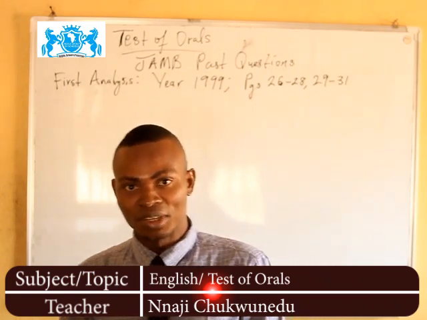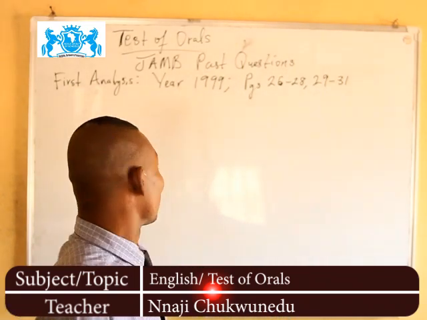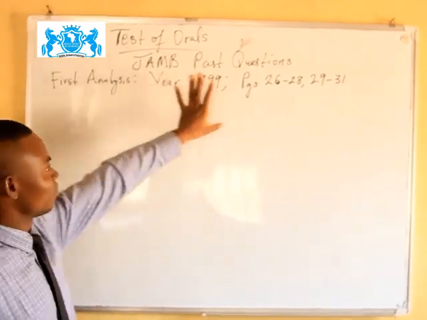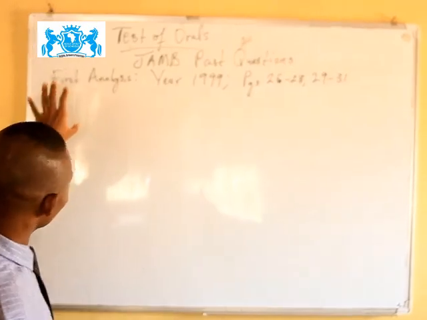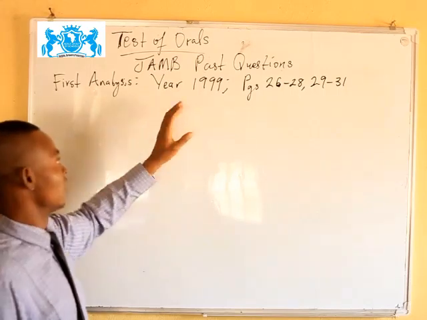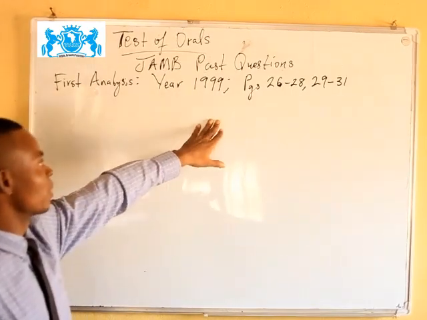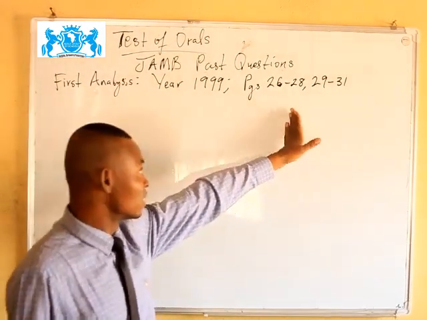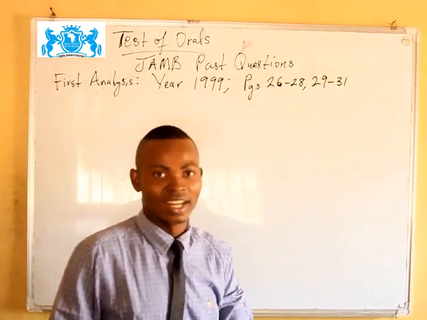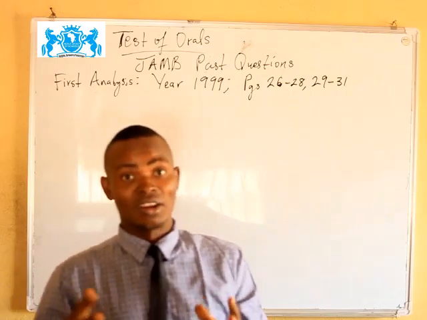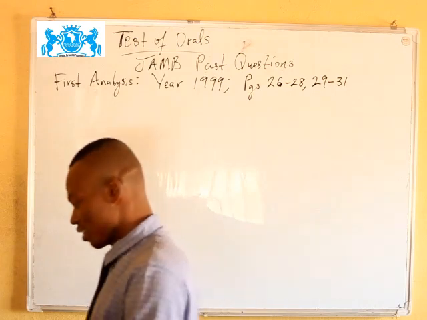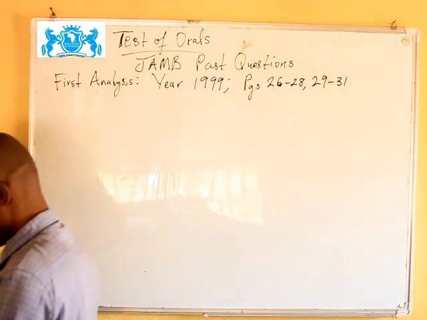Today we shall be looking at test of orals, and right here on the board we have JAMB test questions. Under the first analysis, we shall be studying and analyzing year 1999, pages 26 to 28, then 29 to 31. We may also look at others under that analysis. Okay, we shall read the first question to begin.